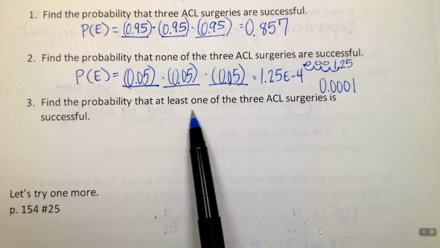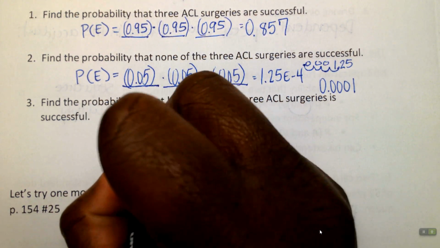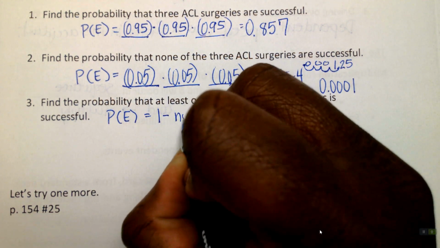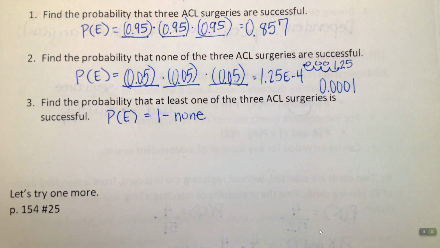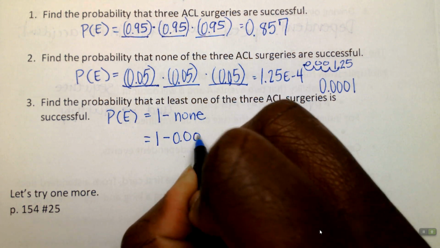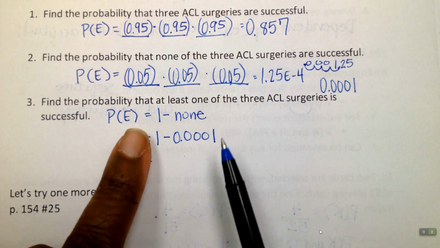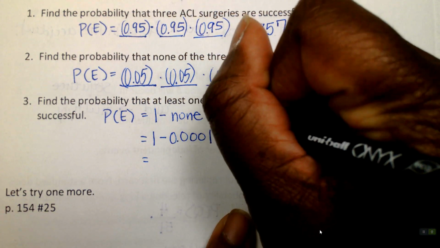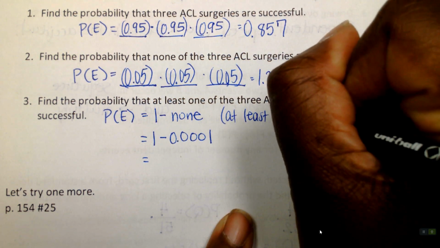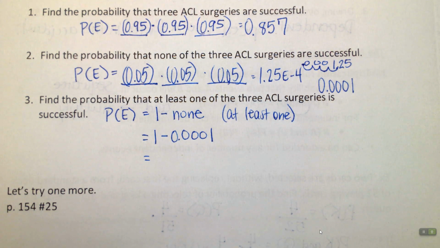So find the probability that at least one of the 3 ACL surgeries is successful. At least one is the complement of none successful. So whatever you get for that last answer, you're just going to take the complement of it. So at least one is 1 minus none. Pause and make sure you do that.